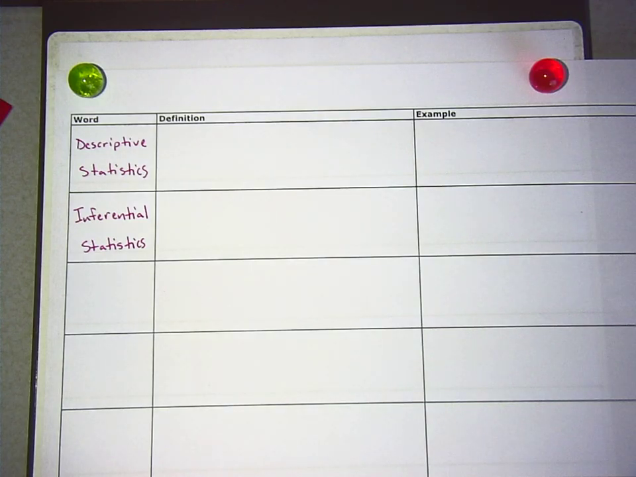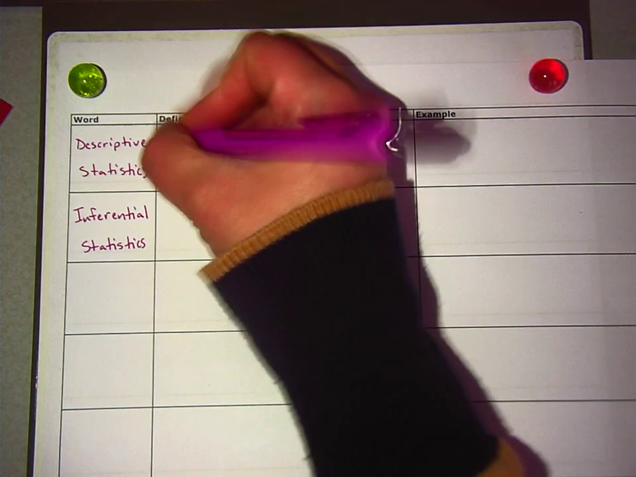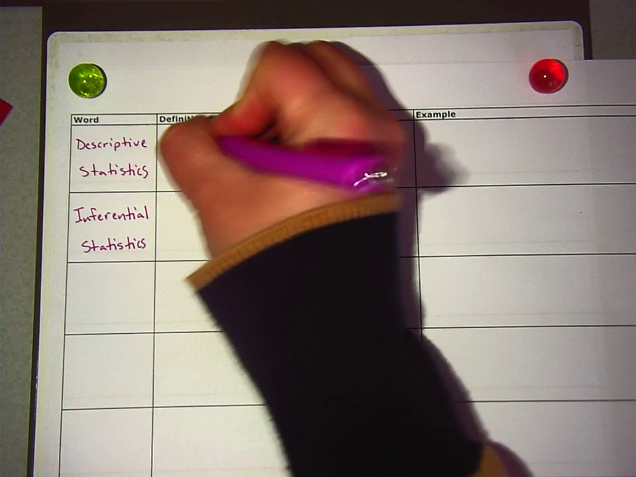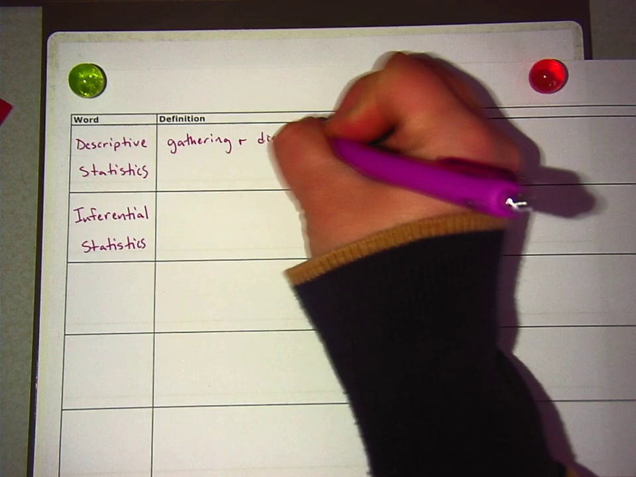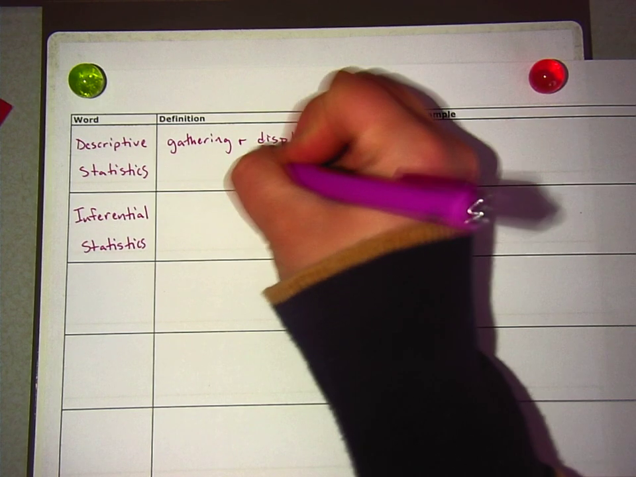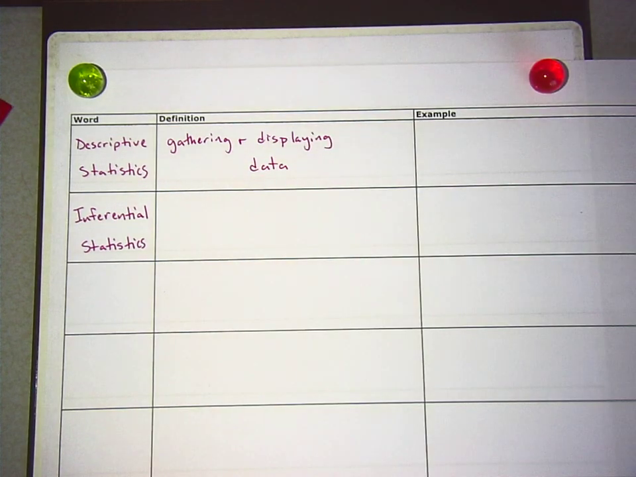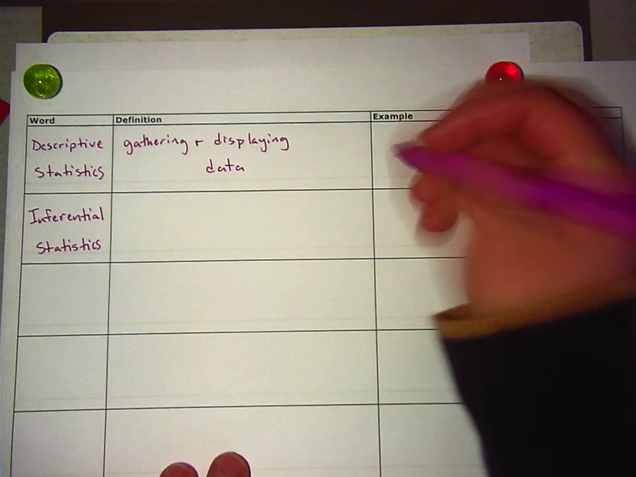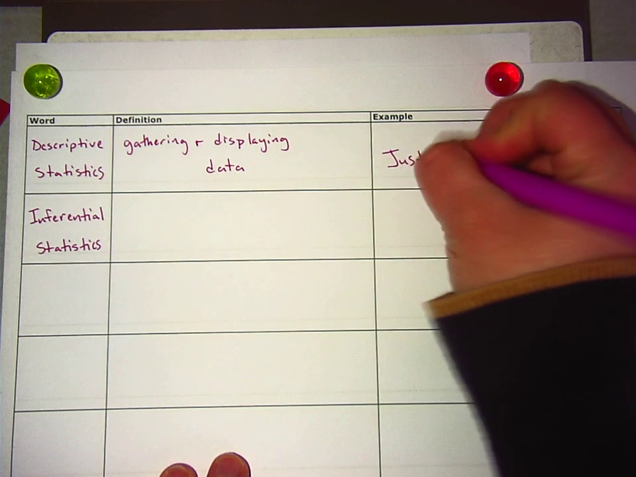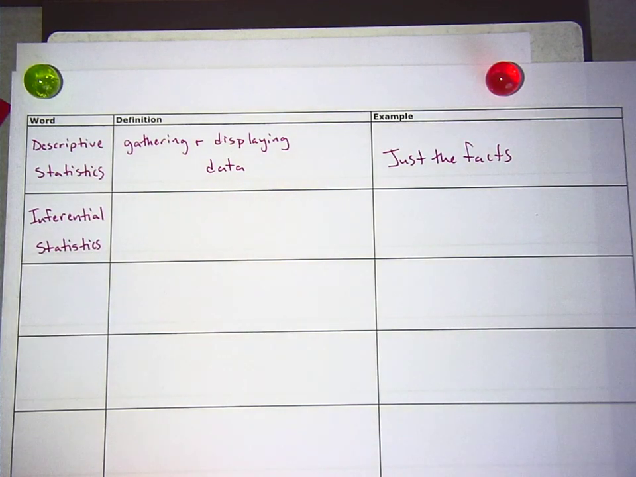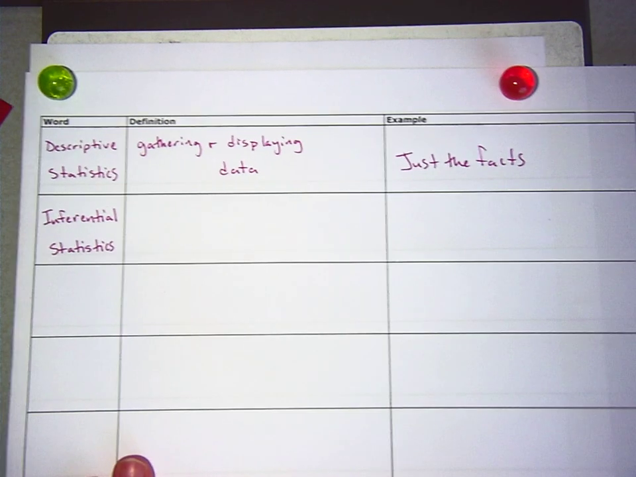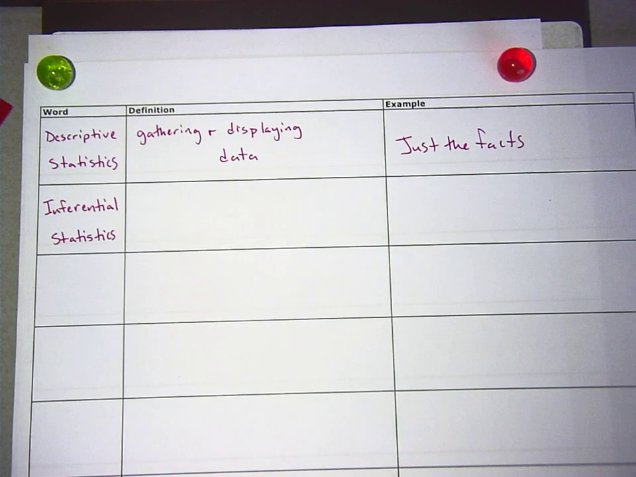Do you remember before when I was telling you about statistics and I was saying it's about gathering data and then making decisions based on data? So descriptive statistics is all about gathering and displaying data. And over here on example, I'm going to write just the facts. So the only thing that descriptive statistics do is gather information, display information.